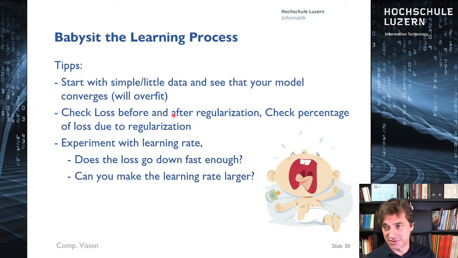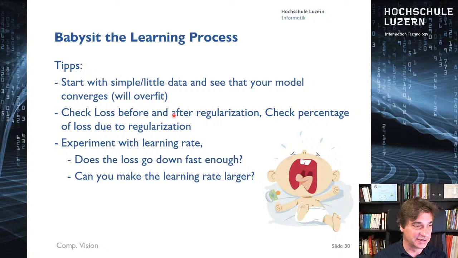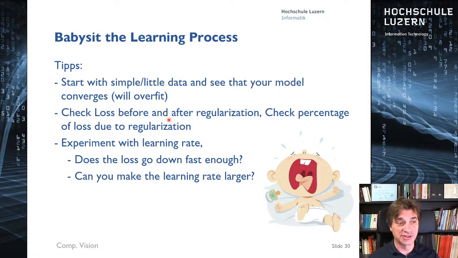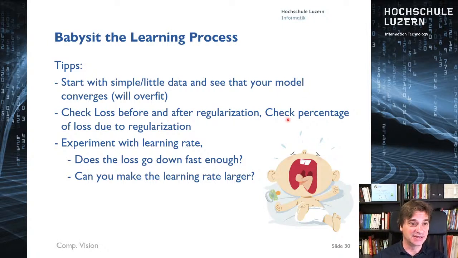Then if you use regularization, I would check the loss before and after regularization, just to make sure that you don't put too much loss in the regularization, because otherwise all the weights go to zero. That's not what you want. So I would usually adopt like 10 or 20% of the loss function to the regularization and 80% to the main loss function that you want to minimize.